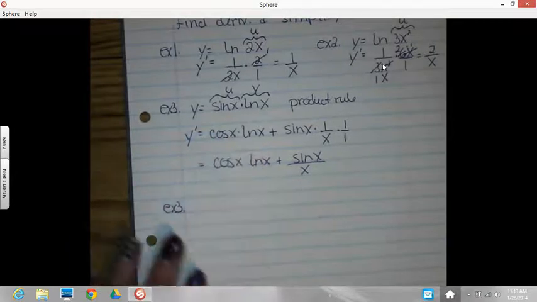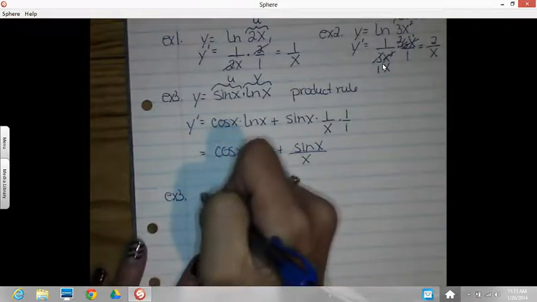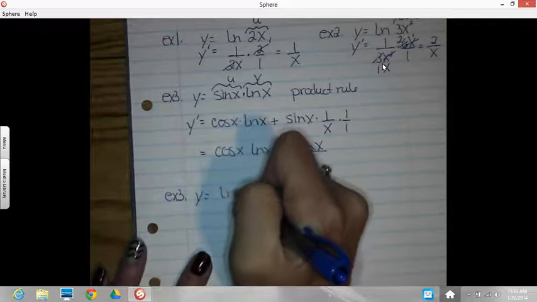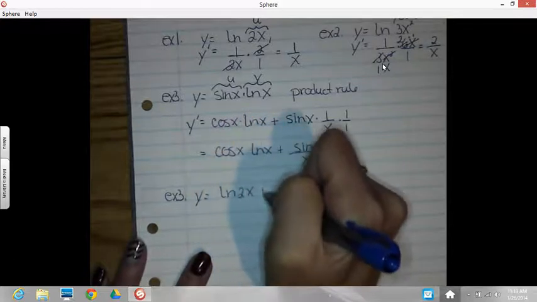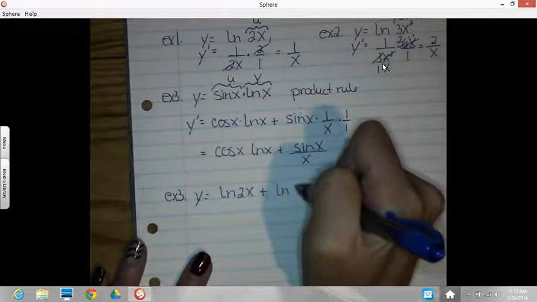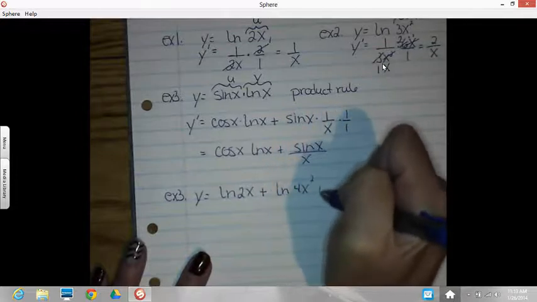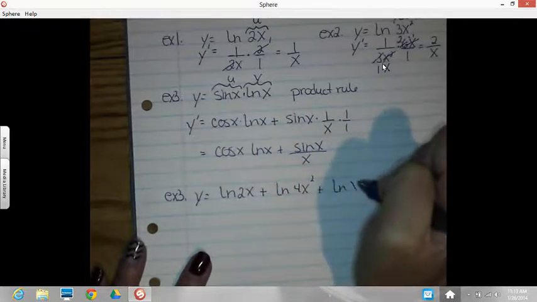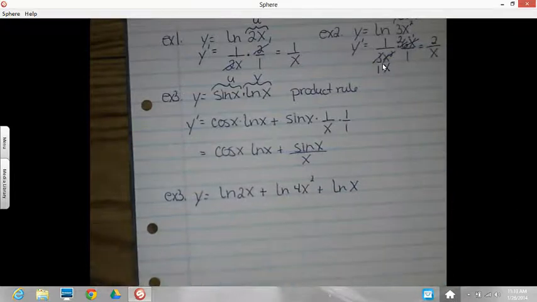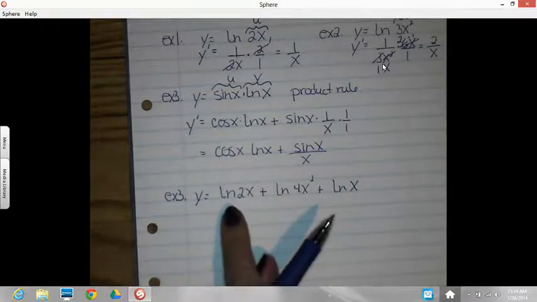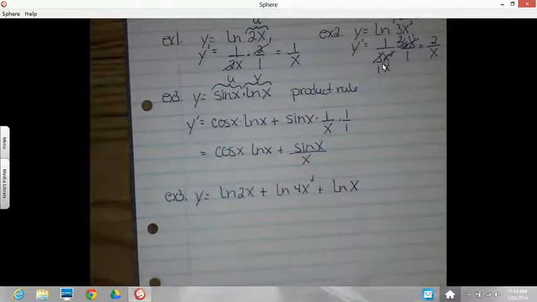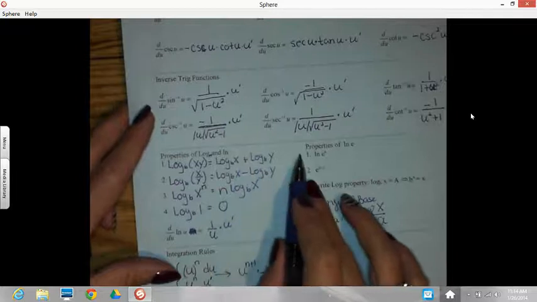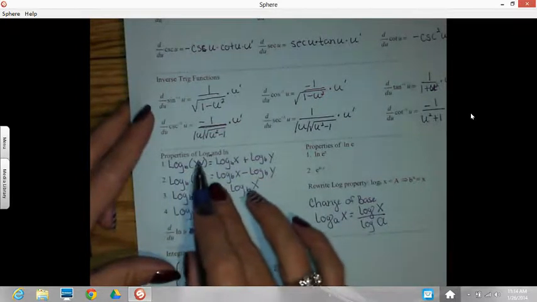Number 3, y equals natural log of 2x plus natural log of 4x squared plus natural log of x. Okay, remember your properties from yesterday. It's always best if you can simplify before you jump into derivative. You should always do that. And that's the case here, because I've got logs added together. And I know if I've got a log plus a log plus a log, it's the log of the product of them.